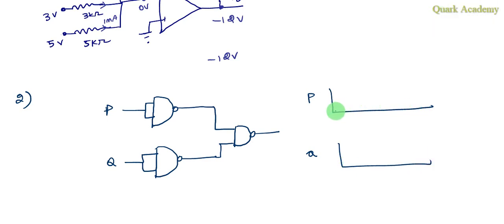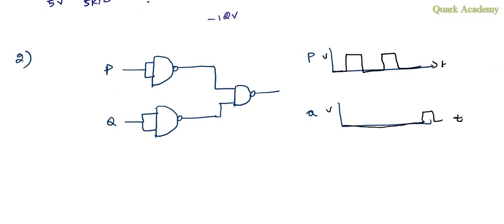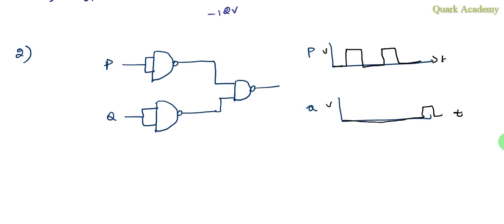For P it was something like this, and for Q it was like this. So this is like voltage versus time. So we have to find the output. There were four options. Using that we have to find which option is correct. So this is easy to do.